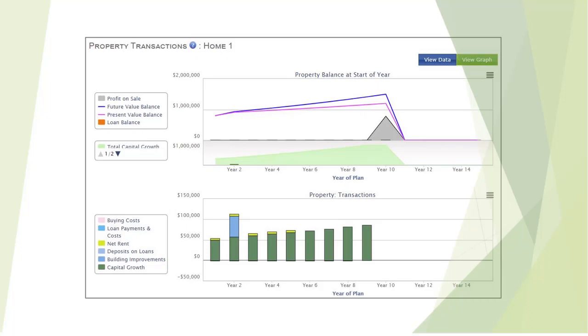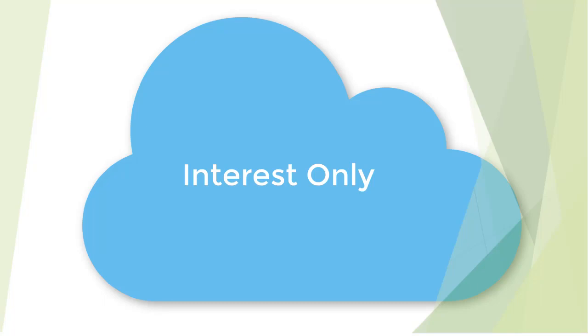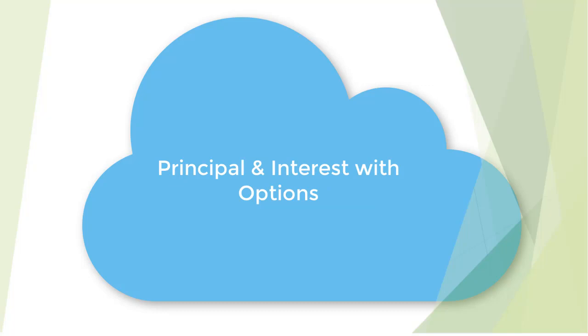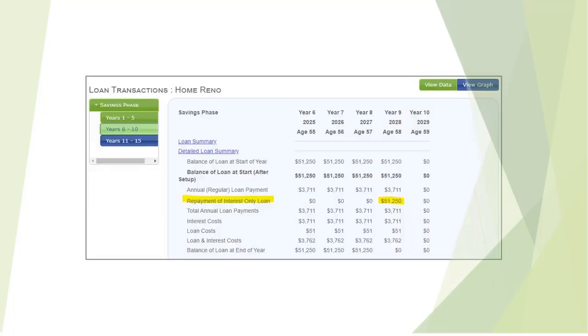In Financial Mappers, there are 4 loan types which may be used: interest only, principal and interest only, followed by principal and interest with options, which include introductory interest rates, a redraw facility which is like an offset account, and loan refinancing. With an interest-only loan, only the interest charge is paid each year. The capital is repaid in full at the end of the loan period. No additional payments can be made for an interest-only loan.